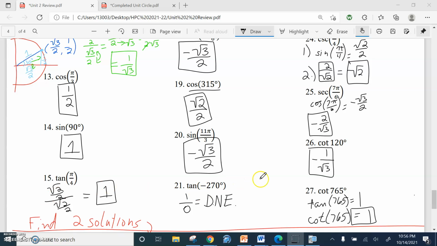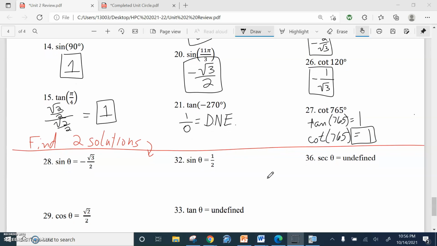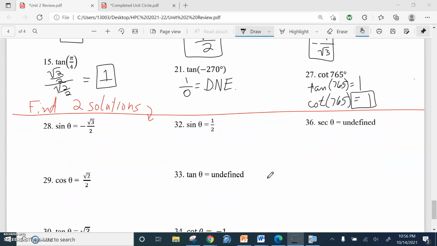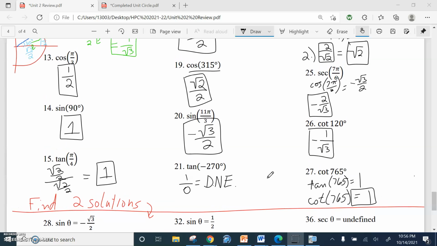And stopping the video here, plenty of information. Problems 28 to 35, or 36, sorry, that's a different kind of question. Instead of being given the angle and finding the ratio, they're telling you the ratio and you need to find the angles. So we will stop there.